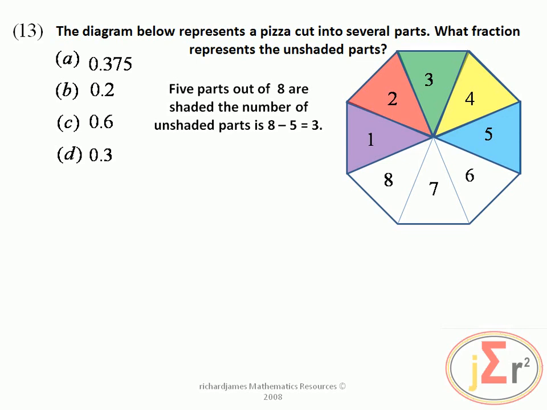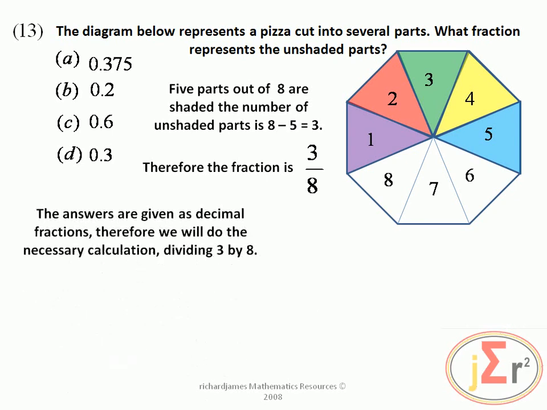And that is represented by 8 minus 5. 8, the total number, 5, the number of parts that were shaded. The correct answer is 3. 8 minus 5 is equal to 3. Therefore, the fraction is 3/8. The answers are given as decimal fractions. Therefore, we will do the necessary calculation dividing 3 by 8. So we have 3/8 as our answer.